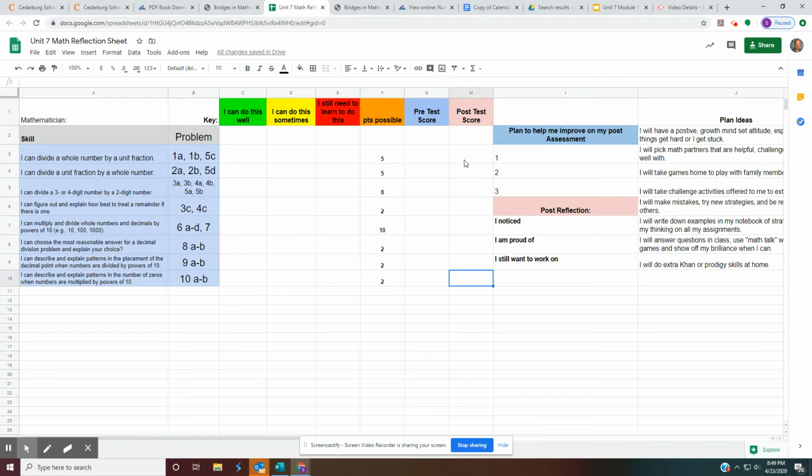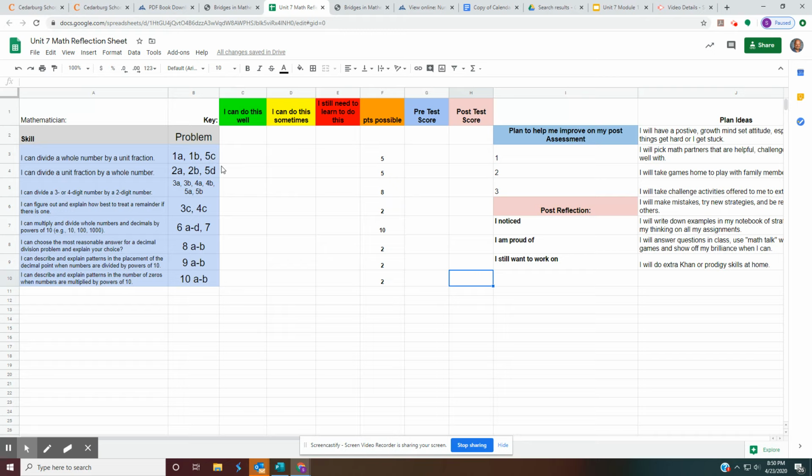All right, so now that you have your unit assessment or your pre-assessment, let's take a look at beginning to figure this out. Your first skill is I can divide a whole number by a unit fraction, meaning that you can divide a whole number by a fraction. Can you do that? Well, look at numbers 1a, 1b, and 5c. There's going to be 5 total points on that. A and B are going to be worth 3 points. 5C is worth 2 points.